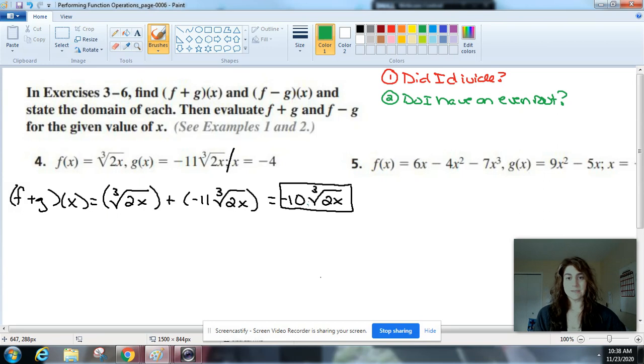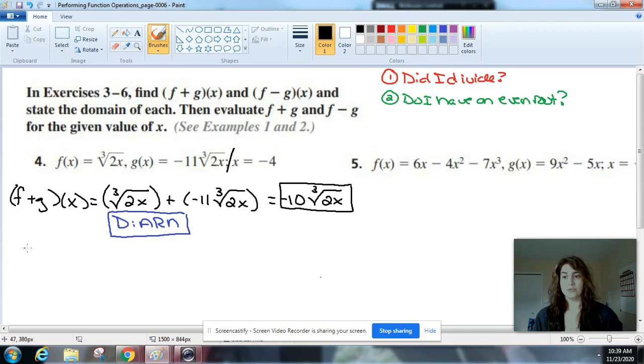So in this case, I did not divide, I added, and I have an odd root, 3. So it's no to both of those questions. So this domain is simply all real numbers. We like those. There's no restrictions on it whatsoever because I did not do one of these two things.